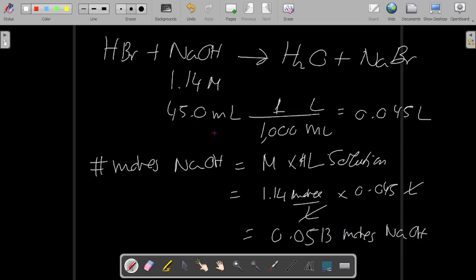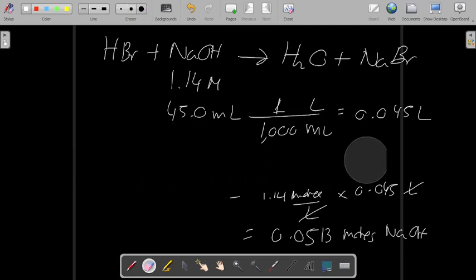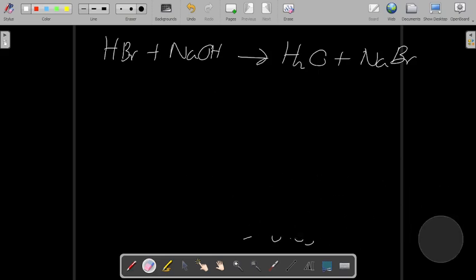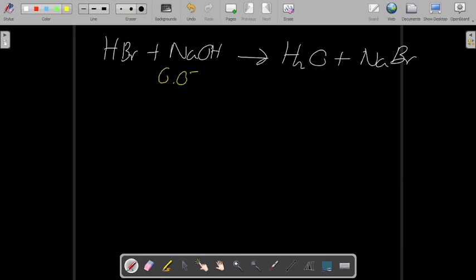Okay. So I'm going to copy this number after I erase this, so I have some room. And I'm going to put that number underneath so you can see that we have 0.0513 moles. Okay, we just calculated the moles here. So number 2 is done.